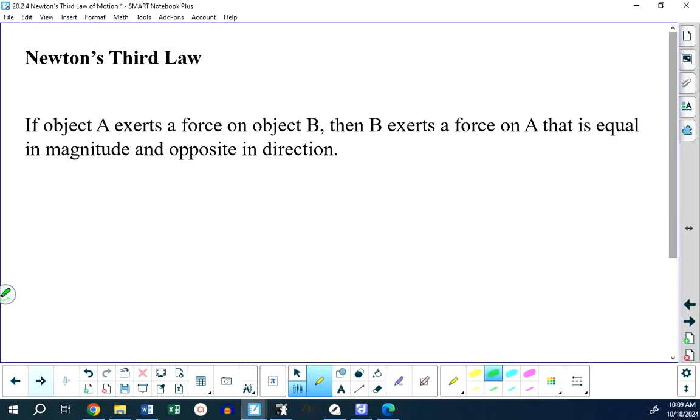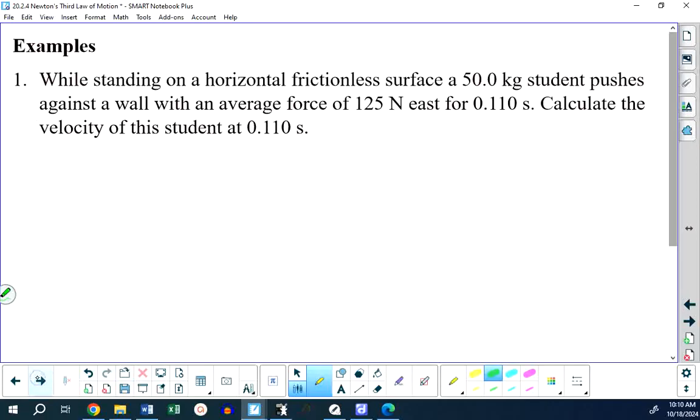The ball experiences a net force which causes it to accelerate in one direction. The bat experiences a net force which causes it to accelerate in the other direction, but the two forces that cause those accelerations cancel. If you were to look at both of them together, the net force is zero. So, examples. And when we solve these, there's no formula for Newton's third law. We have to reason out what's going on.